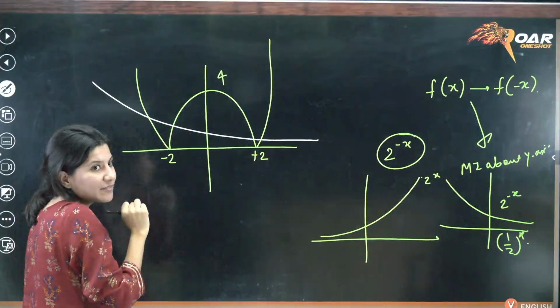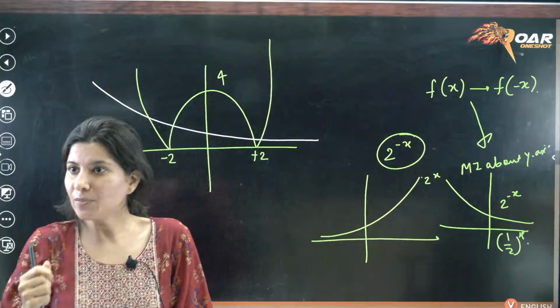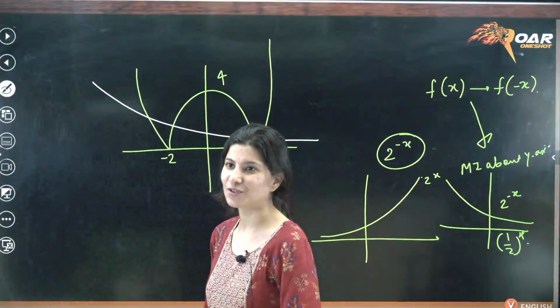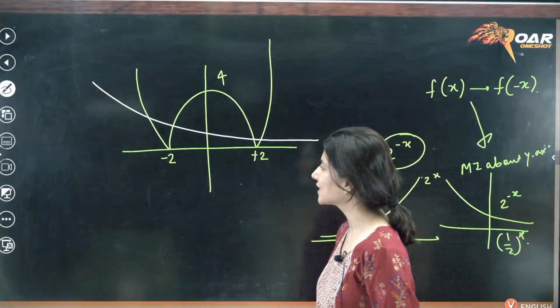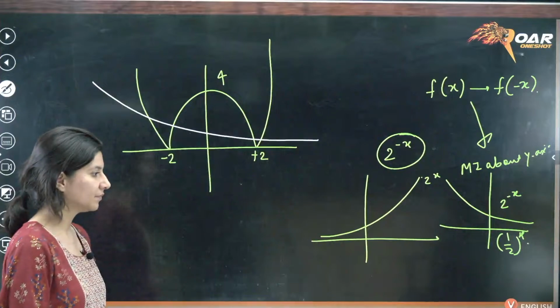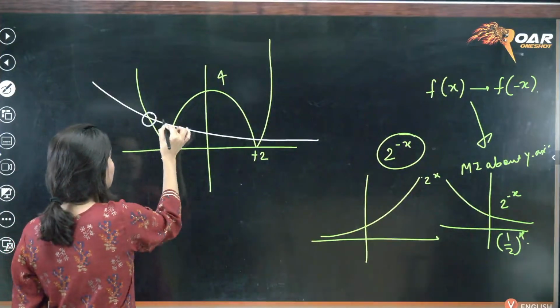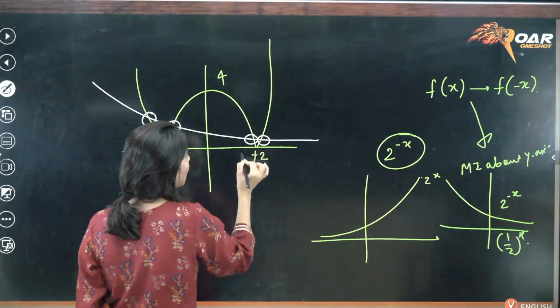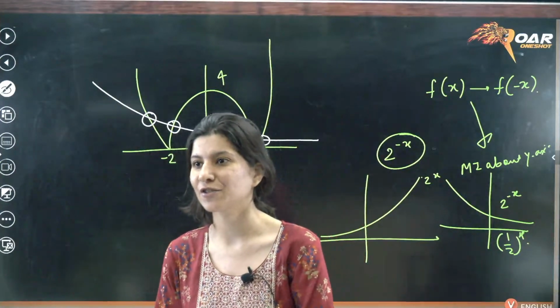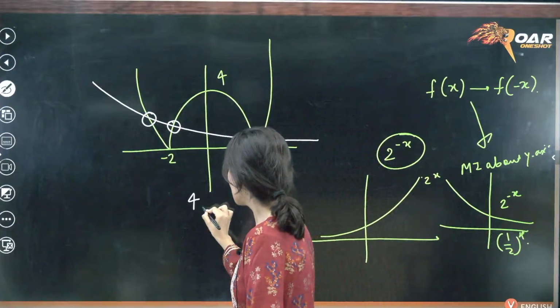Tell me how many points of intersection? This is the last question, by the way, my dear students. How many points of intersection? One, 2, 3, 4. 4 points of intersection, right? So the final answer is 4 points.